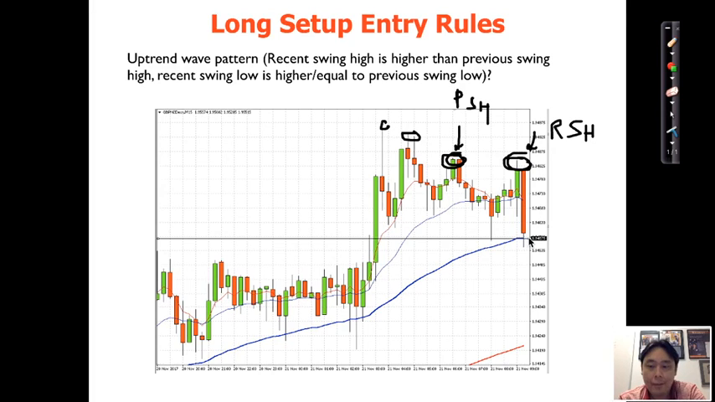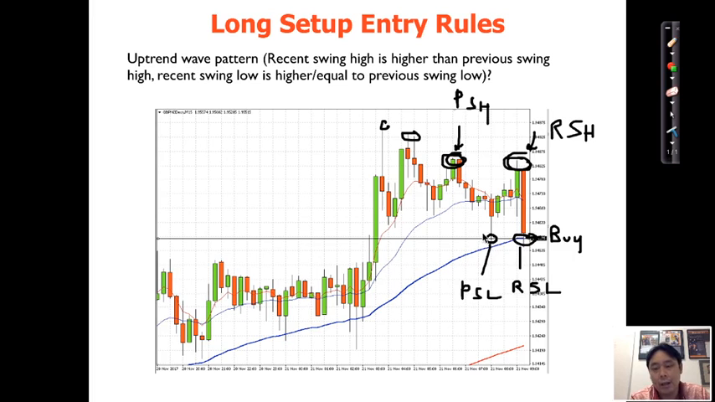Next, this is the recent swing low, right? Recent swing low, which also happens to always be our intended buy price, our entry price, right? The 50 moving average, right? And again, what's the rule? The rule is that the recent swing low must be higher or equal to the previous swing low. So where's the previous swing low? Well, this is the previous swing low, this one. So is it at the same point? Well, yeah, more or less, all right, so that's fine.